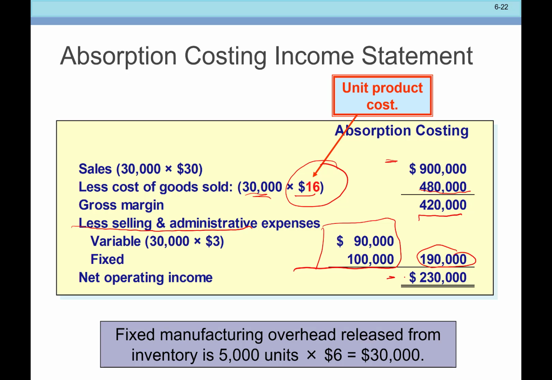We had taken those costs last period under variable, when variable had a lower net income than absorption did, right? Because at that time we were storing those costs for those 5,000 units on the balance sheet under absorption. Now we've taken them into the income statement, so we have this $230,000, which is $30,000 less than variable.